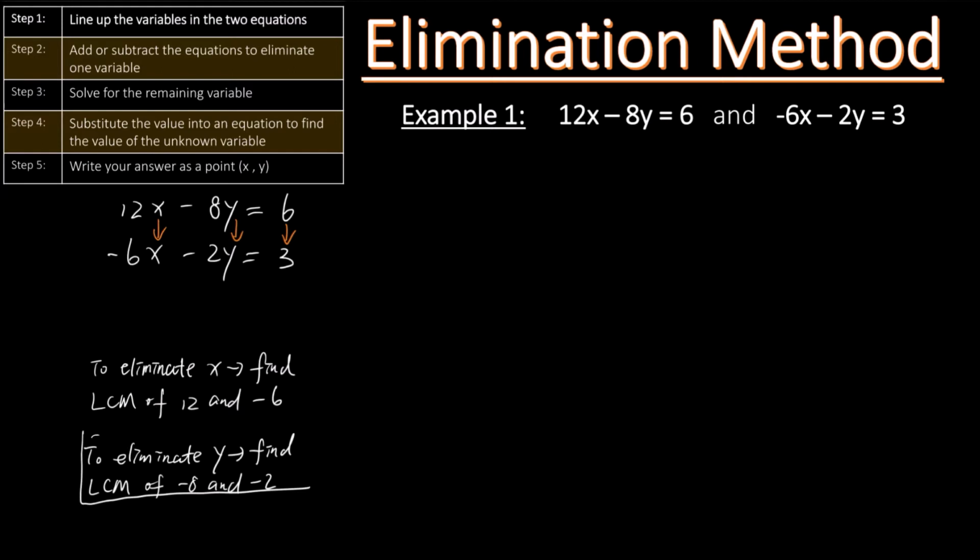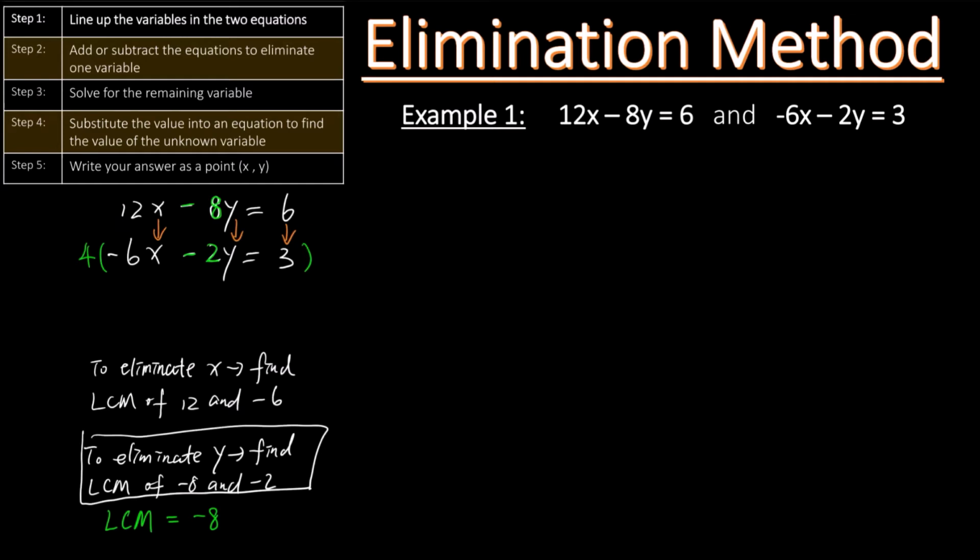I choose the y here. So the least common multiple of negative 8 and negative 2 is negative 8. That means I need to multiply the first equation by 1 and multiply the second equation by 4 so that the y has the same absolute value of 8. We don't need to write the 1 here because 1 multiplied by any number equals itself. So I can erase the 1.